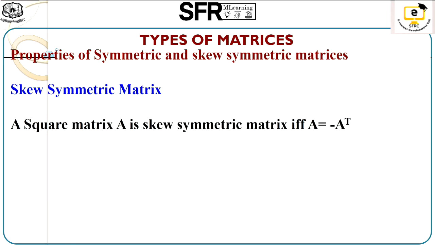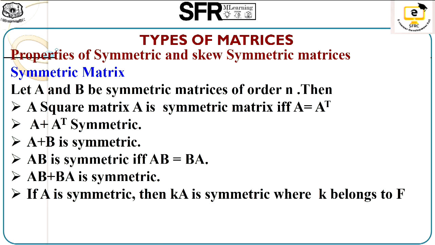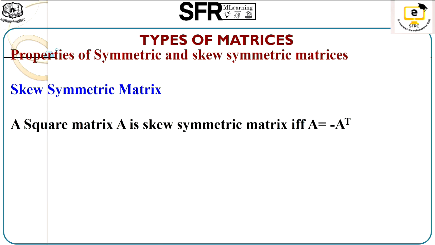Next we see skew symmetric matrices. A square matrix A is a skew symmetric matrix if and only if A equal to minus A transpose. First we saw the symmetric matrices, then skew symmetric matrices, and the properties of the symmetric matrices. Next one is skew symmetric matrices.